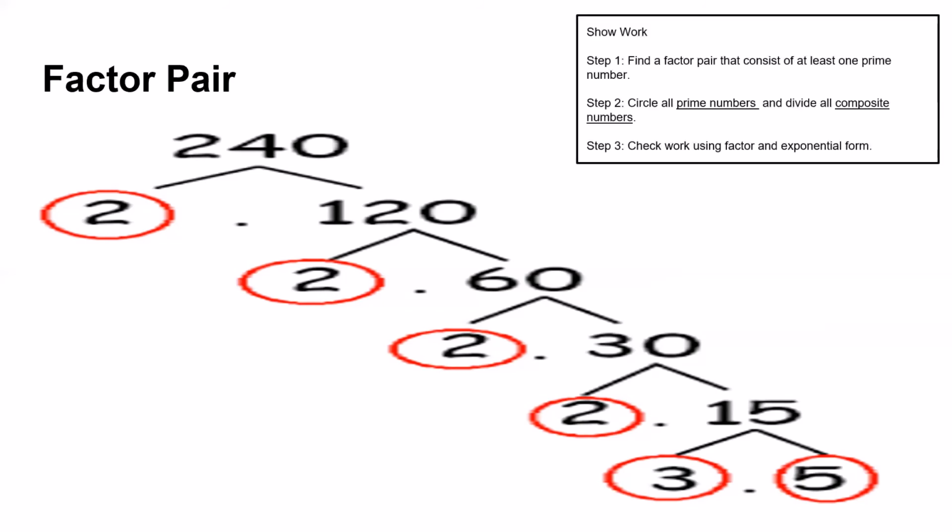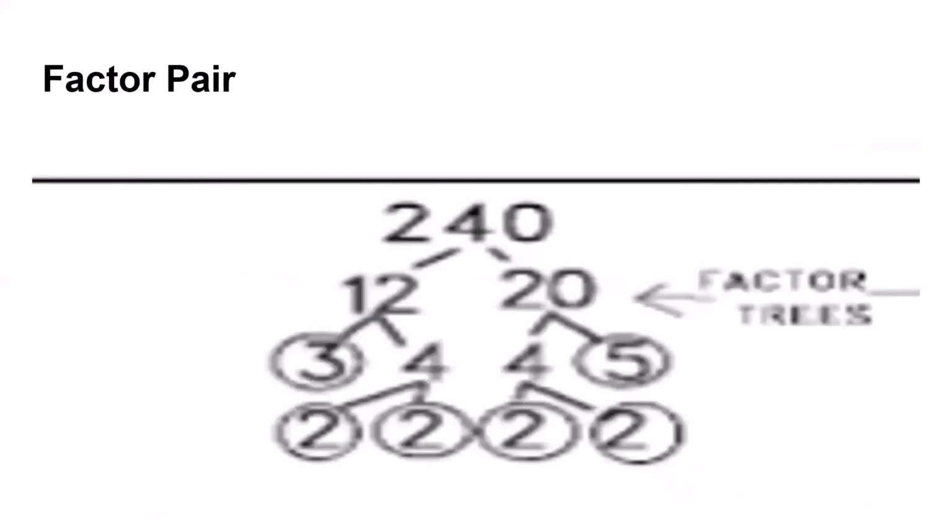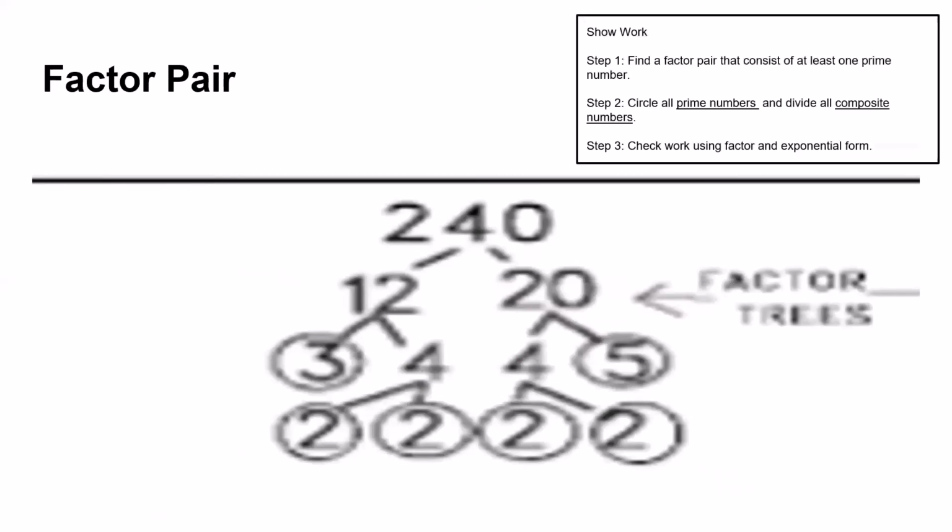All right, let's not forget our rules. You always need to find the factor pair that consists of at least one prime number. Circle all prime numbers and divide all composite numbers. Check your work using factor and exponential form. This time we use 12 and 20. 12 is a composite number that breaks down to 3 times 4. 4 is a composite number and it breaks down to 2 times 2.